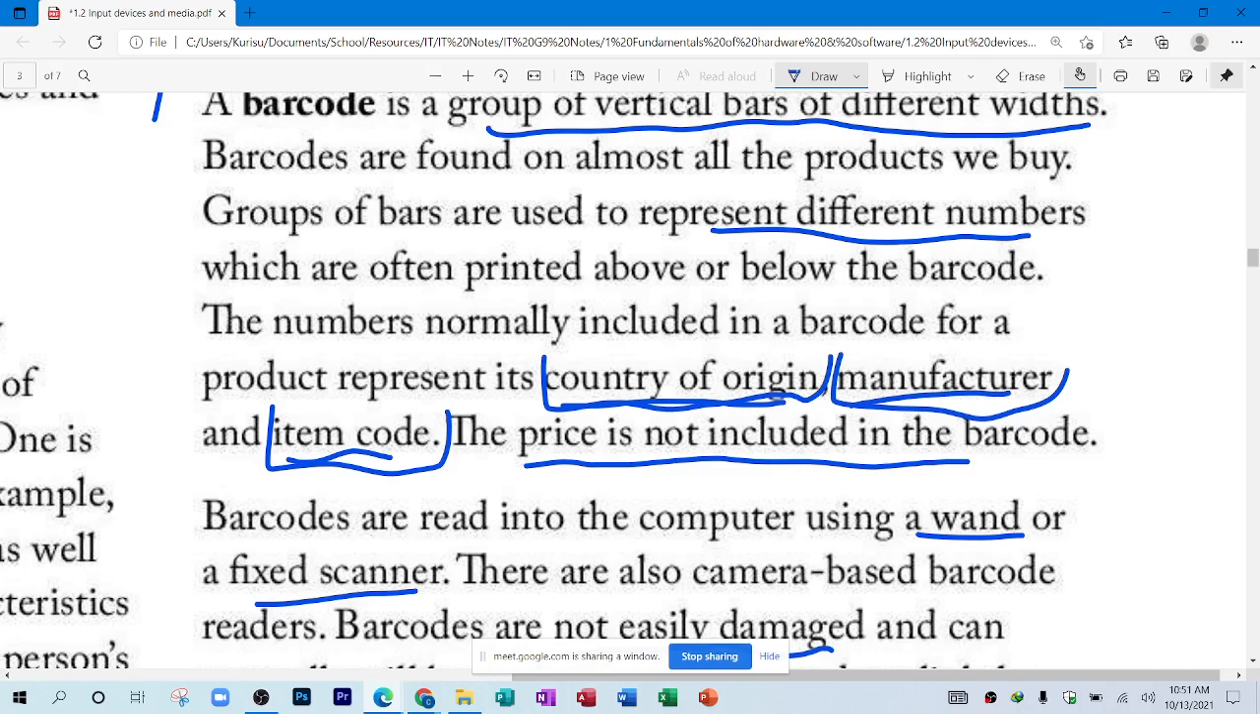Now, one thing to note is that barcodes do not contain the price. Anyone want to tell me why they think barcodes do not contain a price?